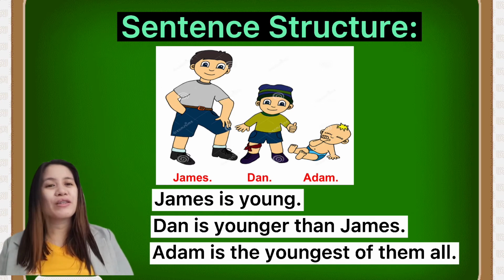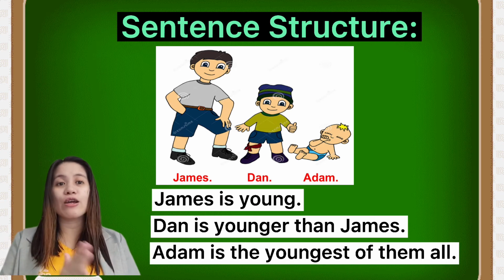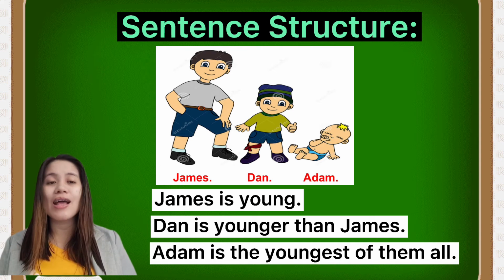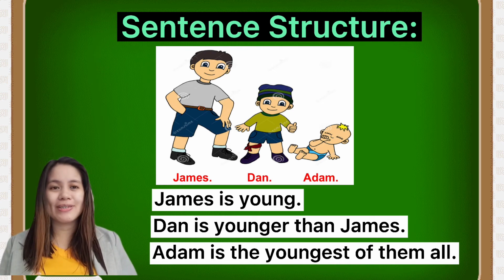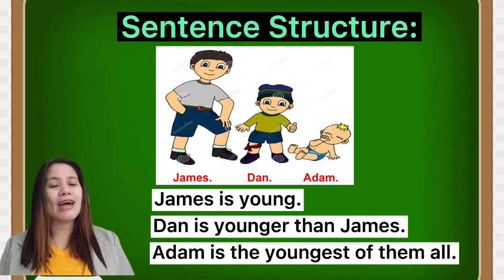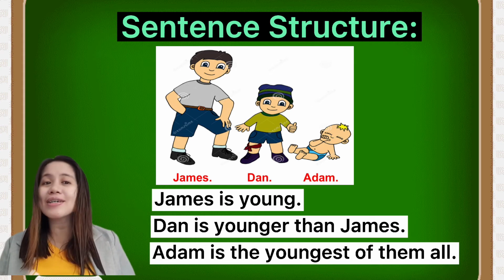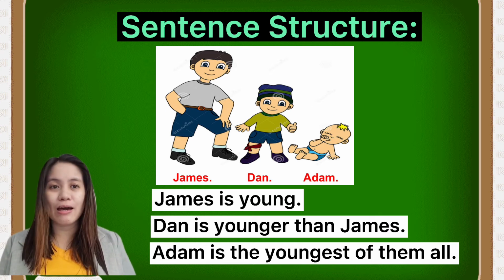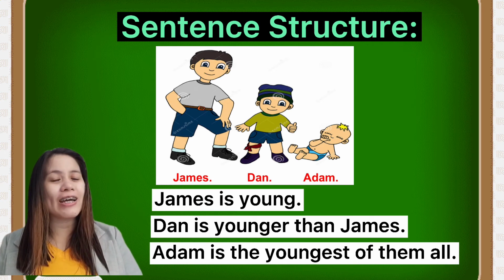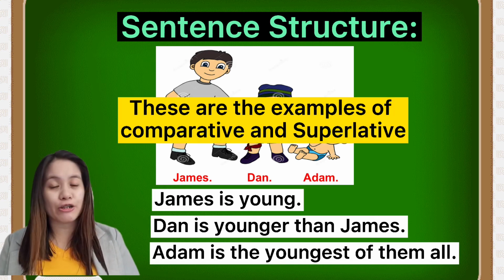Alright, so there are 3 boys, so we say James is young. Dan is younger than James. Adam is the youngest of them all. Easy, right? So these are the examples of sentence structure.